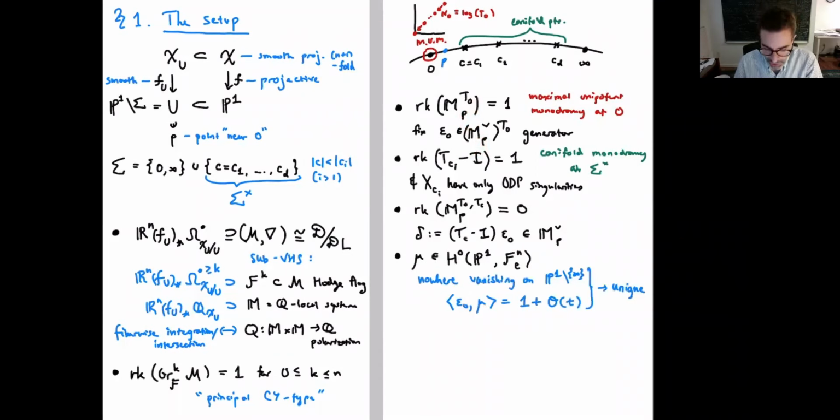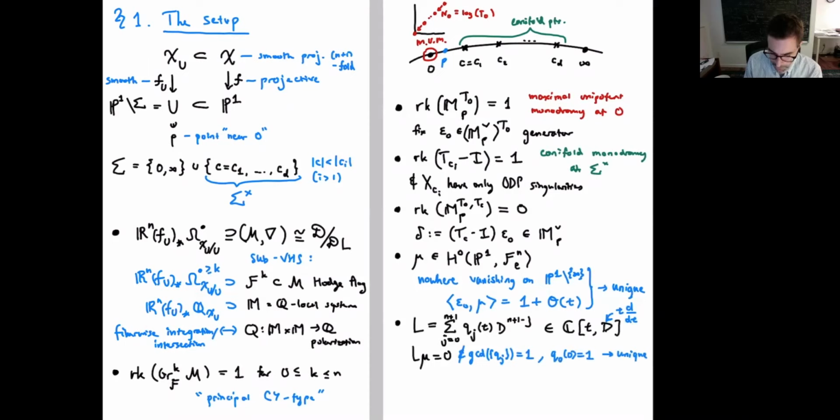So now I take a section that's nowhere vanishing away from infinity of the canonically extended Hodge line bundle over P1. And then I can assume that mu is normalized. We think of mu as a family of holomorphic n-forms. I assume it's normalized so that its period against epsilon naught, the invariant cycle, which has to be holomorphic at the origin, has constant term 1. Okay, so everything is set up as in the examples in section 0.